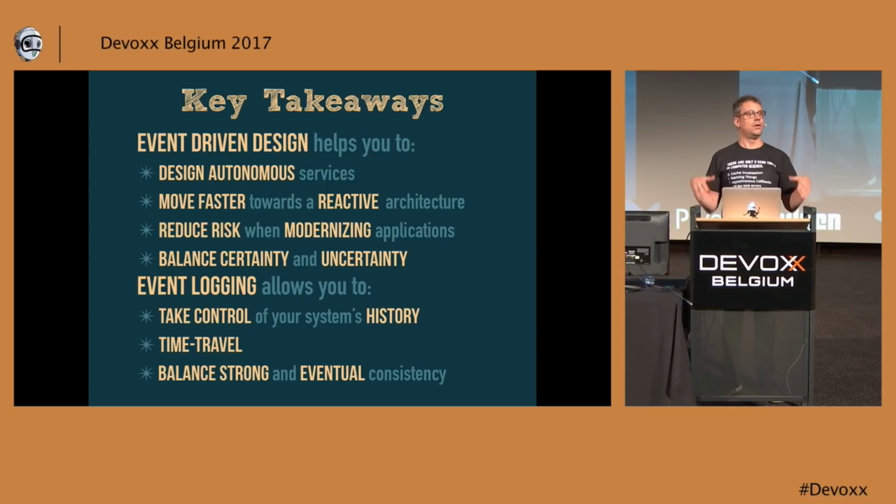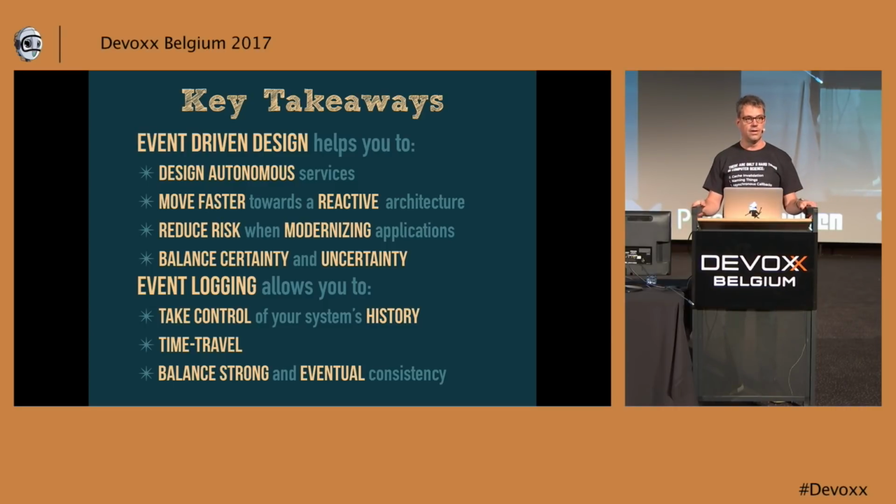And event logging also allows us to take control over the state, over the history of the state itself. It allows us to do things like time travel, go back and replay on failure, for auditing, for debugging reasons, and even sometimes fork the universes into separate states for different reasons. And it allows us to manage this by having strongly consistent services, but eventual consistency in between, and making sense of all that madness. So at least it's helped me a lot.